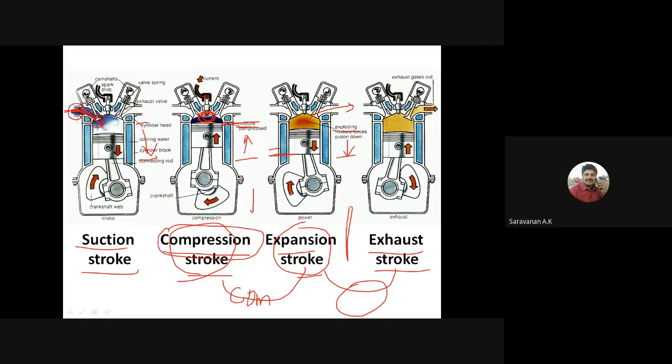Late in the power stroke, the exhaust valve is open. When the piston reaches the BDC, the expansion stroke will be over, right? So slightly before the BDC, the exhaust valve is open.